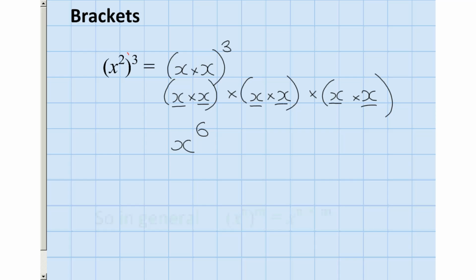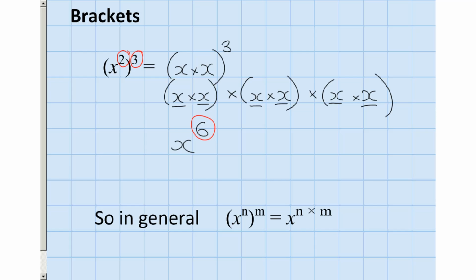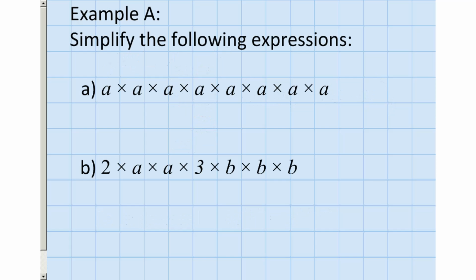If we look at the links between the powers again, 2 and 3, if we multiply them together, we get 6. And that's the final rule. If we raise a power to another power, so x to the power of n to the power of m, we get x to the power of n times m. So if you raise a power to another power, we multiply.